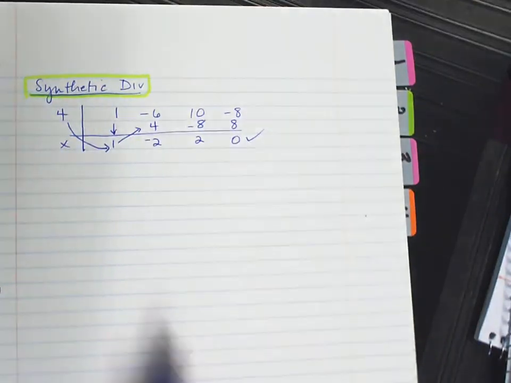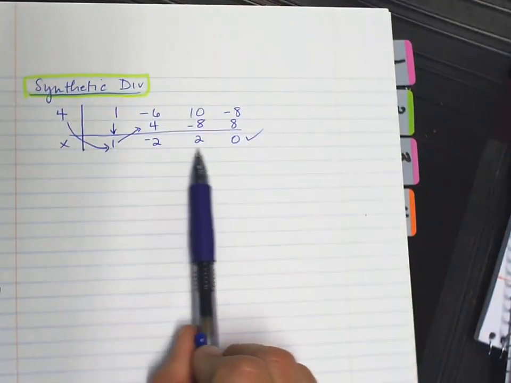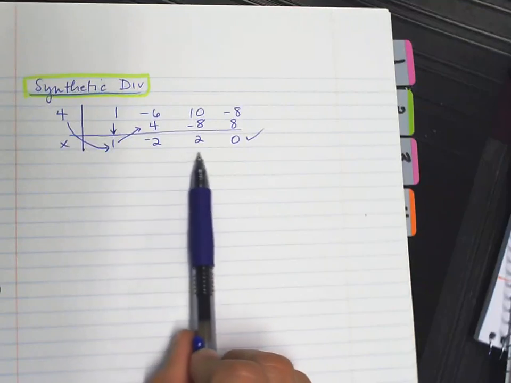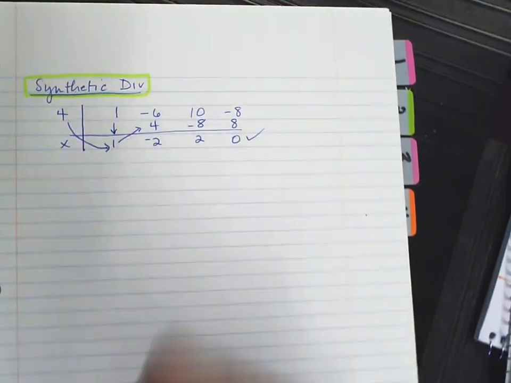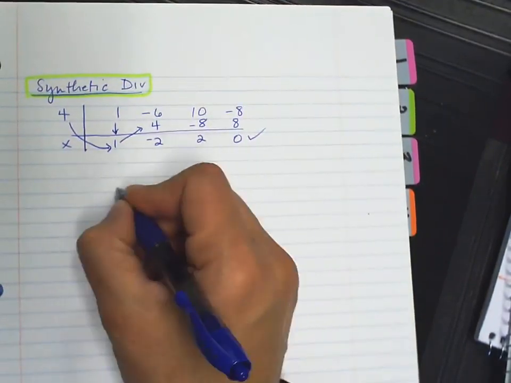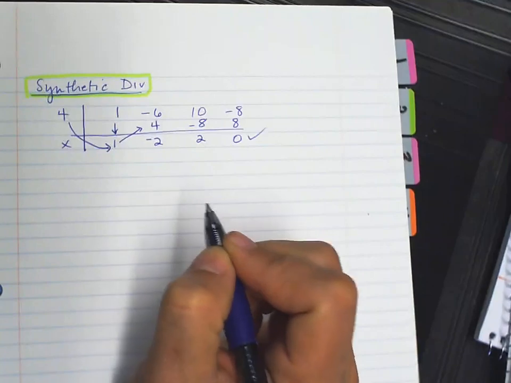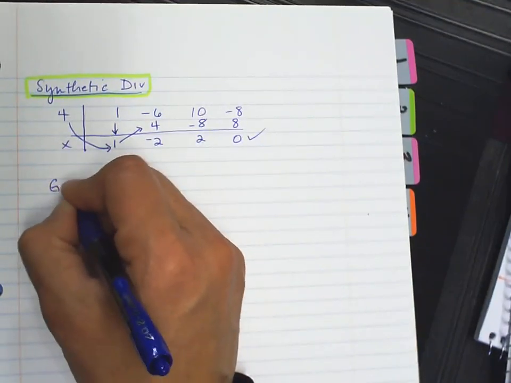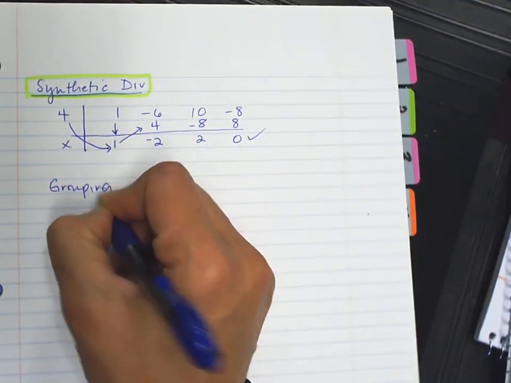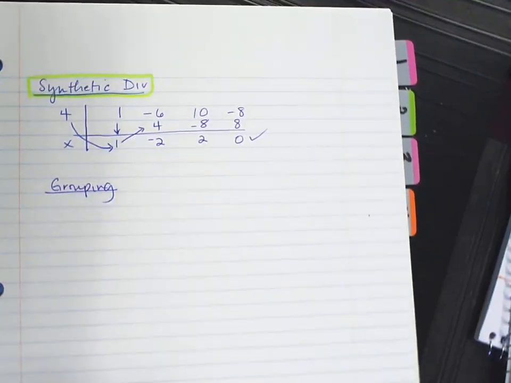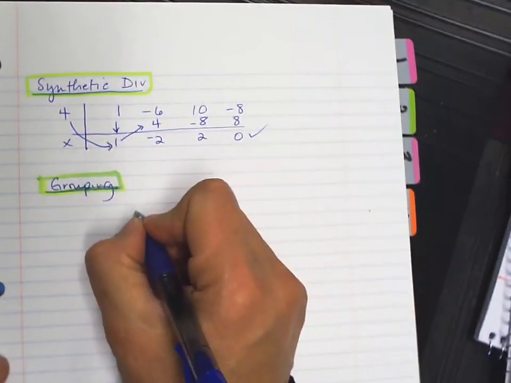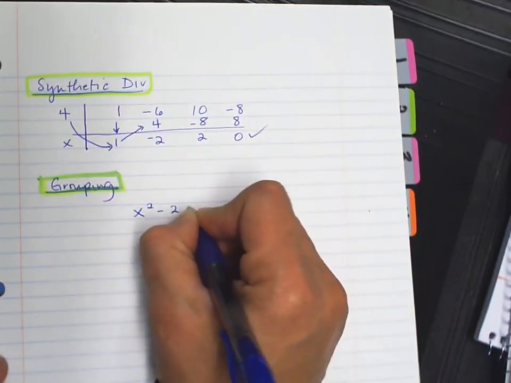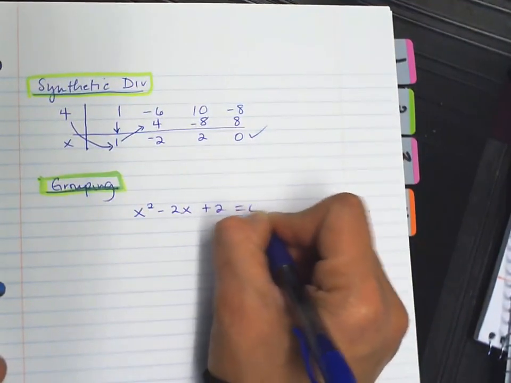So now, this is our equation. What exponent does this one start with? X squared. Remember you go down 1. So what's my next step after synthetic? Grouping. So it's going to be x squared minus 2x plus 2 equals 0.